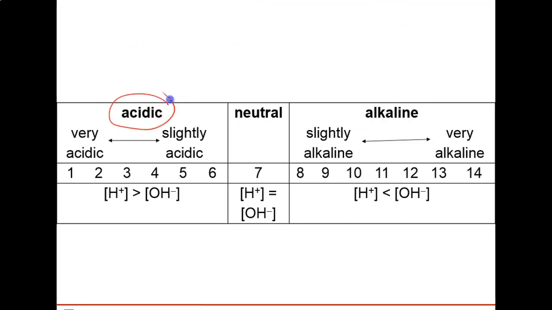For acids, they have more H plus than OH minus. For alkalis, they have more OH minus than H plus, and when it is neutral, they cancel out. Take particular note that in an acid there is still OH minus. It is just that the concentration of H plus outweighs that of the OH minus. Similarly, in alkalis, there is still H plus, but the concentration of OH minus outweighs that of the H plus. In neutral, it is the same, equal.